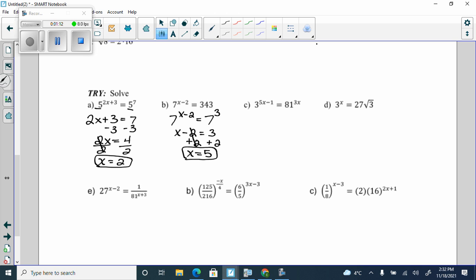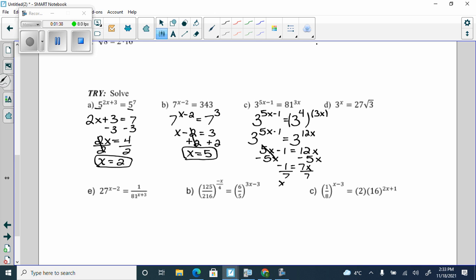Okay, we can make both these base 3. This is 3 to the 5x minus 1. 81 is 3 to the 4. So I get 3 to the 5x minus 1 equals 3 to the 12x. Then I get 5x minus 1 equals 12x. Subtract 5x. Negative 1 equals 7x. Divide by 7. X equals negative 1/7.